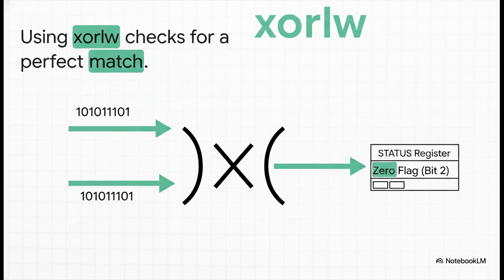And finally, maybe the most elegant trick of all, the exclusive OR. Say we need to check if a register perfectly matches a specific value, like 10101101. We use XORLW against that exact same binary string. The rule of XOR is that if 2 compared bits are identical, the result is 0. So if the whole byte matches perfectly, the entire result is 0. And remember our status register from earlier? A mathematical result of 0 instantly sets the zero bit, which is bit 2, in the physical status register to a 1. We can then immediately follow up with a BTFSC or BTFSS on status bit 2 to branch our code based on that match. It's a really neat trick.